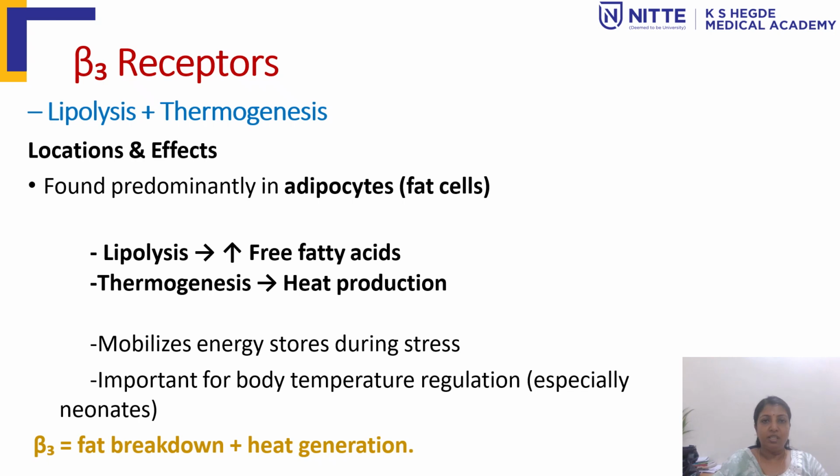Now coming to the beta 3 receptors, which are very minor, usually related to lipolysis and thermogenesis. They are found predominantly in the adipocytes, brown adipocytes as well as white adipocytes. There is an increase in lipolysis, which can produce an increase in free fatty acids. There is thermogenesis and heat production. Thereby they cause mobilization of the energy stores during stress, and it's important for body temperature regulation, especially in neonates. So beta 3 receptors are associated with fat breakdown and heat generation.